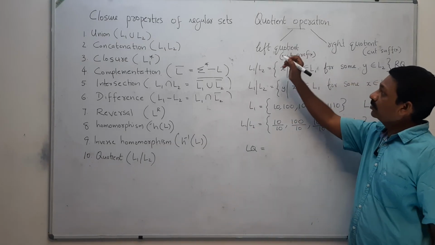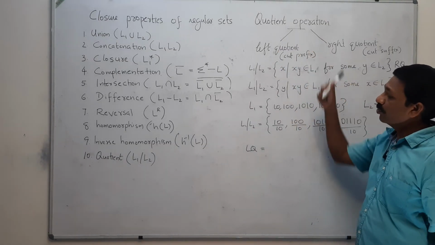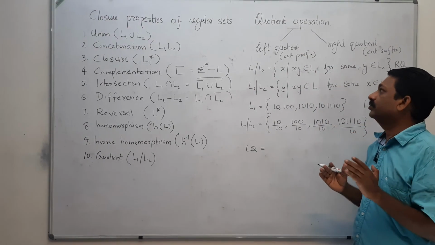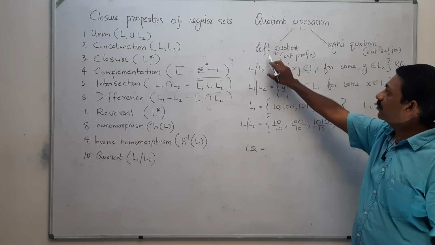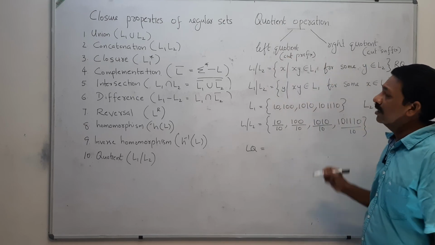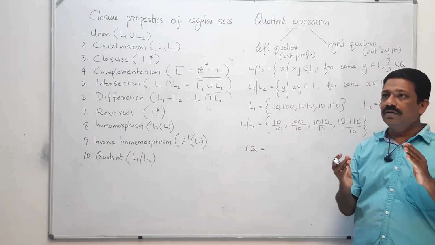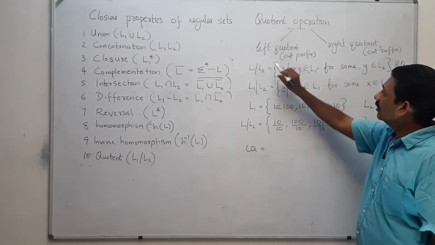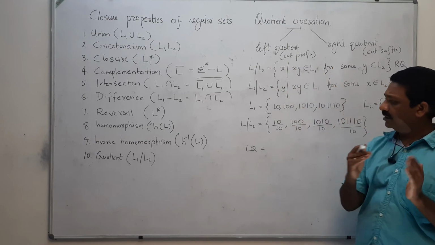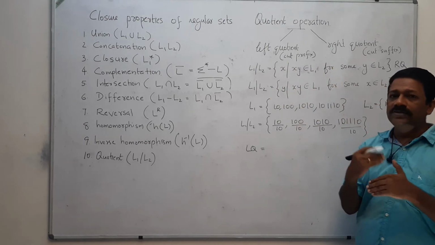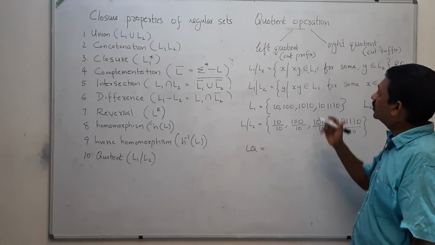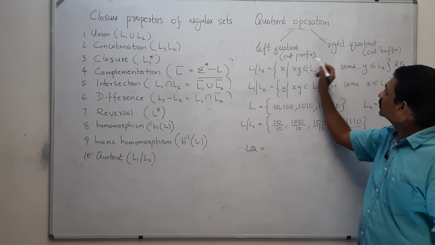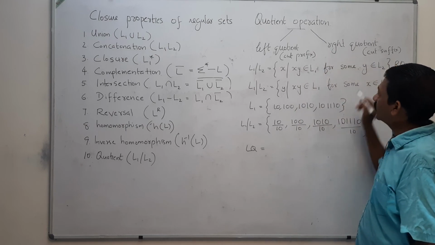Now we are going to discuss the last one, which is the quotient operation. When you have two languages L1 and L2, what is the quotient? You have two types of quotients, left quotient and right quotient, and actually you are cutting either the prefix or the suffix. Left quotient means cutting the prefix. When you do an example, it's easy to understand. Left quotient means you are cutting the prefix, and right quotient means you are cutting the suffix.